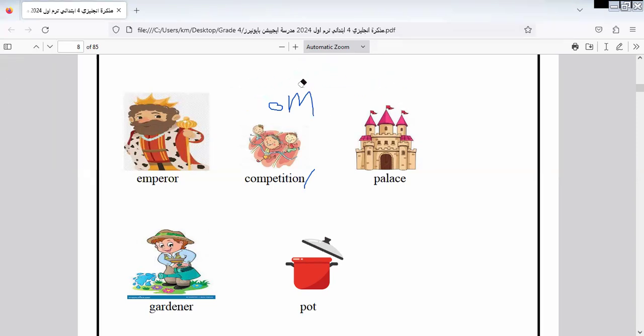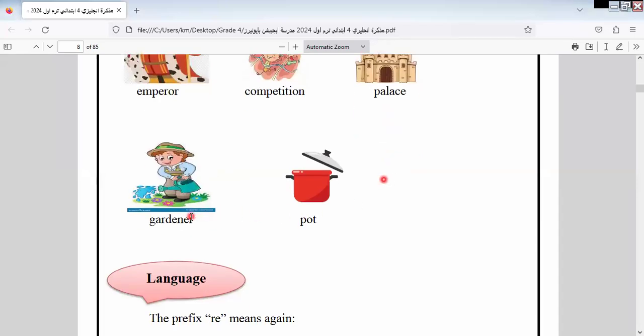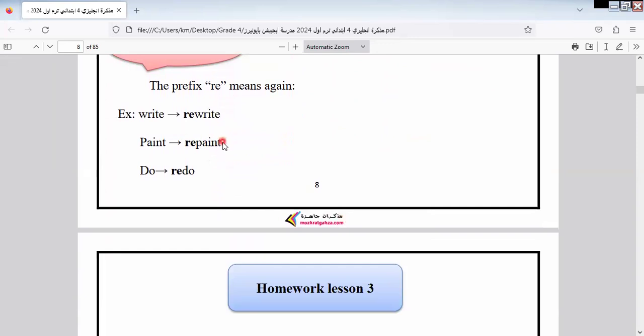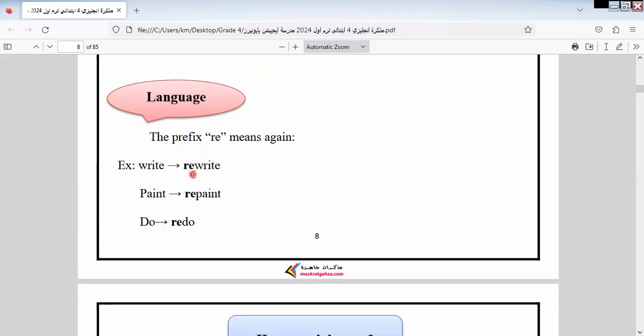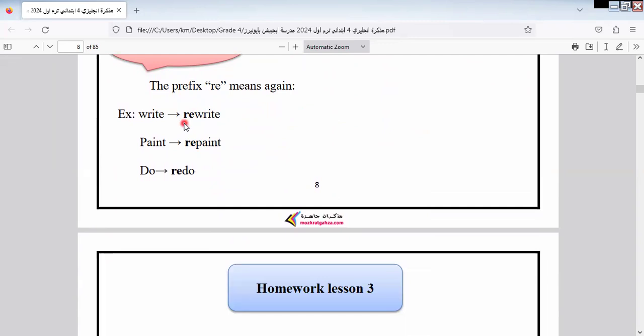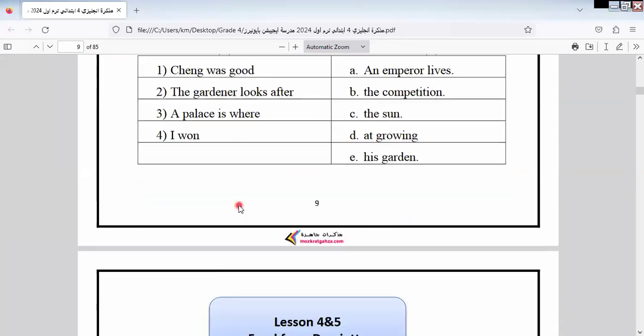Let's go to another one here. I would like to remind you with this verb. Okay, here we have palace, gardener, pot. Here we use the prefix, as we learned in the last video, which is unit 3. We took suffix, and here we use prefix, like rewrite, repaint, redo. Okay, it means doing something again.